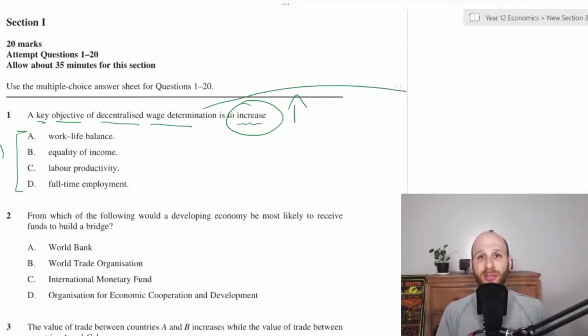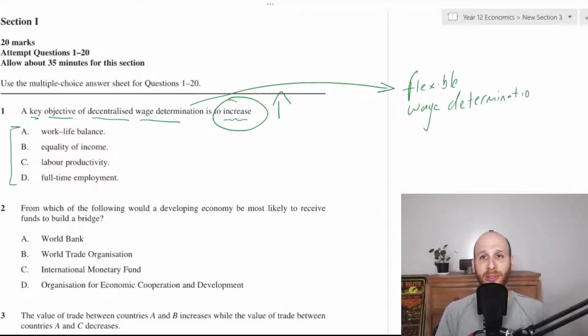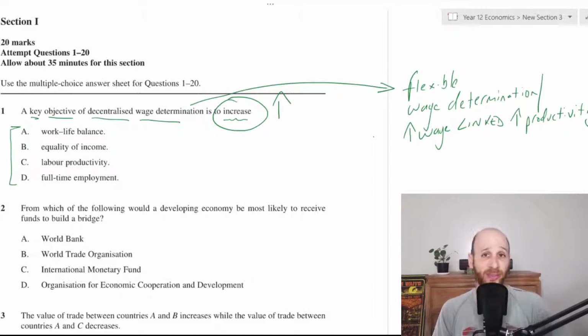If I go over here, if I think about this term, what I'm thinking about with decentralized wage determination is that higher wages are linked to growth in productivity, right? It's not the case that everybody gets the same increase in wages. That would be centralized wage determination. So if I look over here, I'm thinking, well, decentralized wages is really to get people to work harder and to produce more.